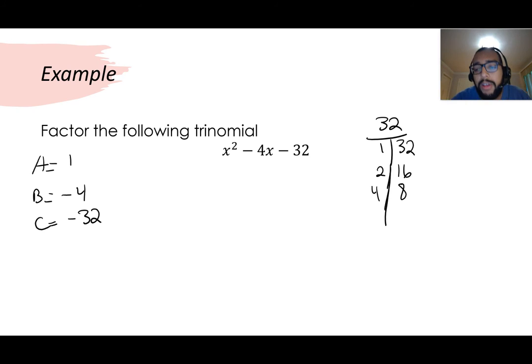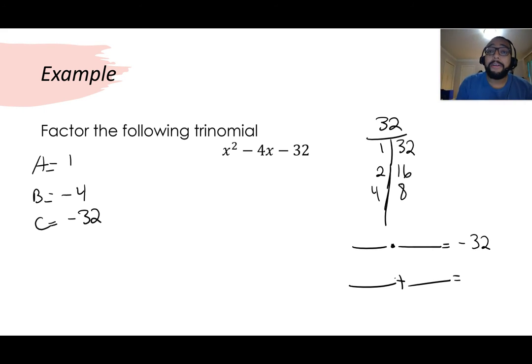And with these 3 pairs, we need to find one pair that when you multiply them, you get your C value, which is negative 32. And then when you add them, you get your B value, which is negative 4 in this case. So you may need to do a little bit of guess and check. Try to see which one adds up to be negative 4. So 32 minus 1 is 31. 32 plus 1 is 33. That's not it. 2 plus 16 is 18, and 2 minus 16 is negative 14. That's not it. 4 plus 8 is 12. That's not it.